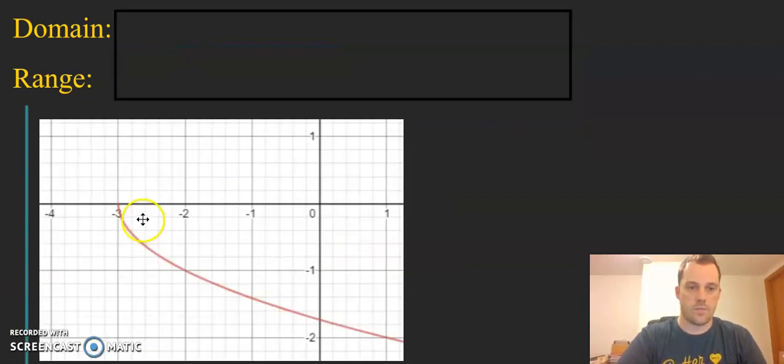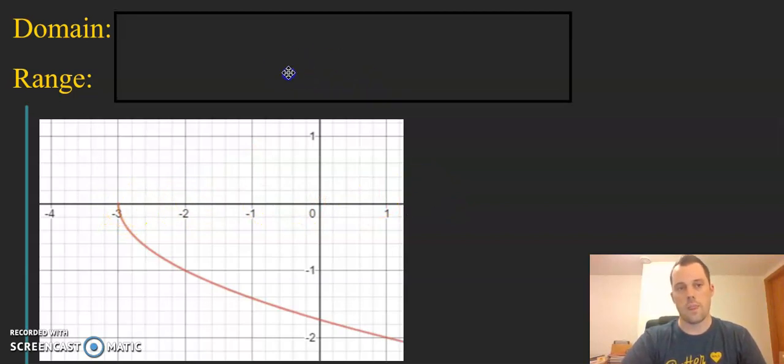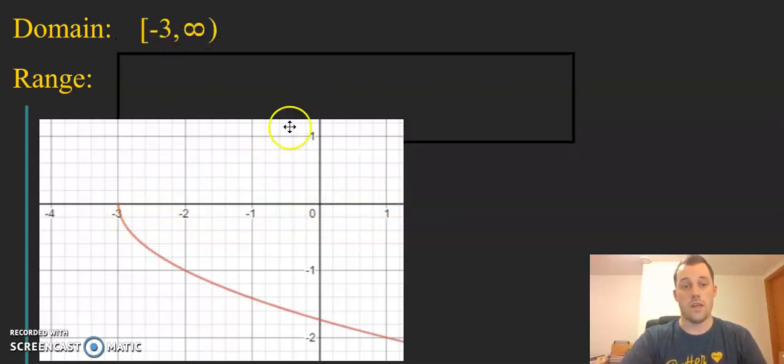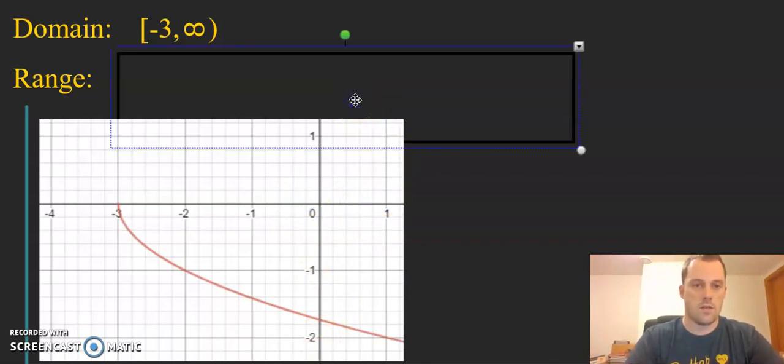Last example, if we have a square root function that goes down, our domain, to the left it stops at -3, to the right it goes forever, so -3 to infinity. And our range, well, it's right on the x-axis here, so that's a y value of 0, and that's our maximum, and then it goes down to -infinity, so -infinity to 0.